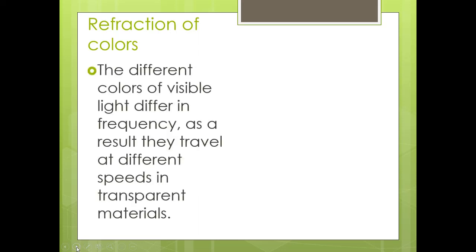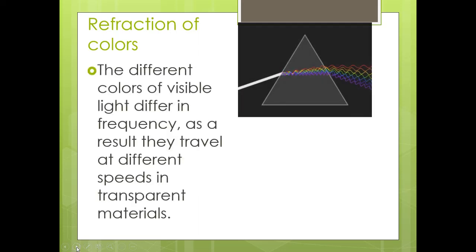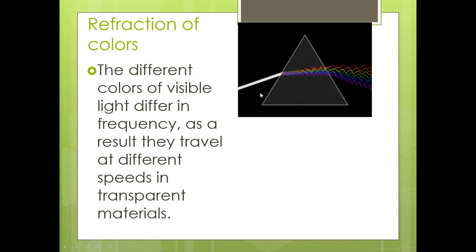So if we apply this to the visible light that we see, I have a couple of animations here. Here's one that shows a prism, so it's a piece of glass in a triangle shape, and the light comes in and the light refracts and bends.